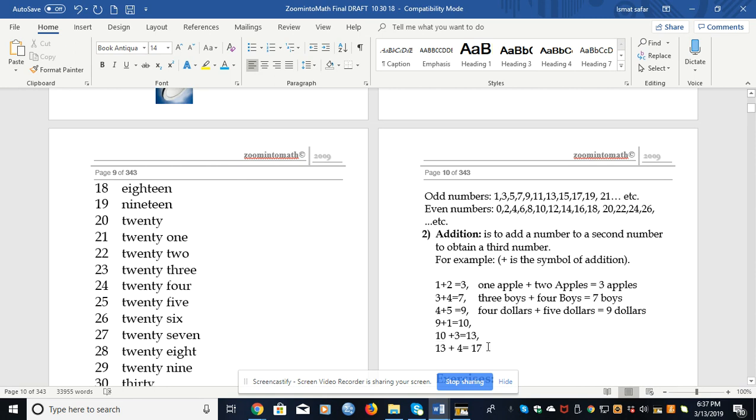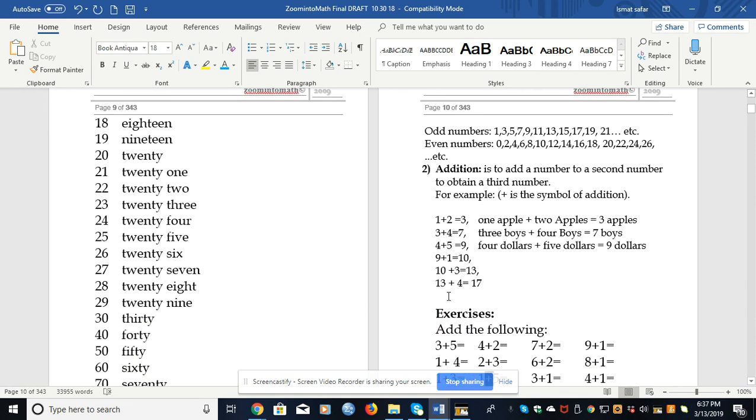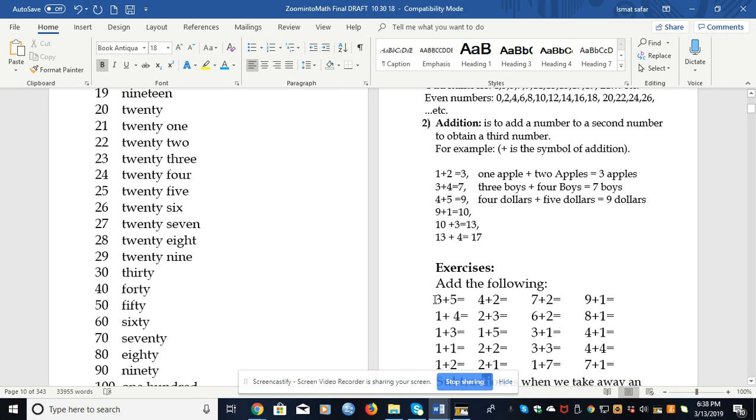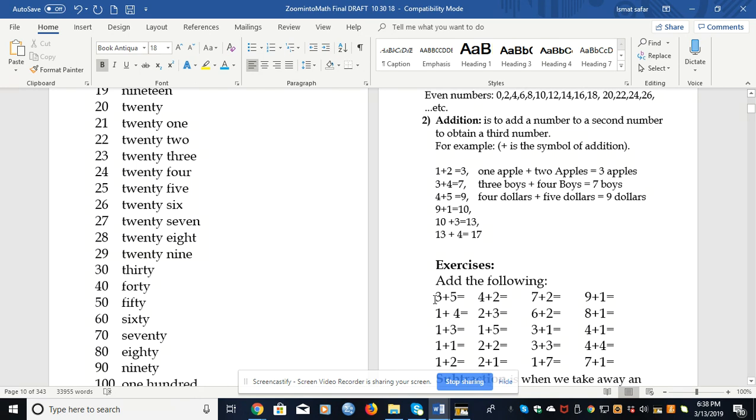Okay, don't worry about it now. We're going to go through all of this in tables. There's a long list of tables which is very, very fun to learn. Are you guys ready for some exercise on the addition? Let's do it.